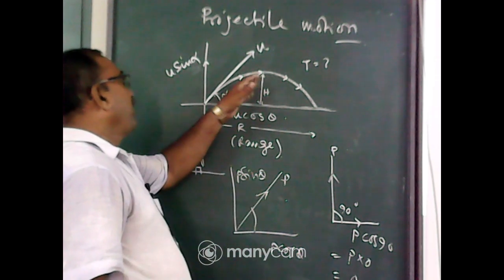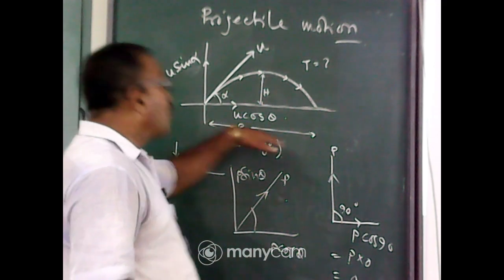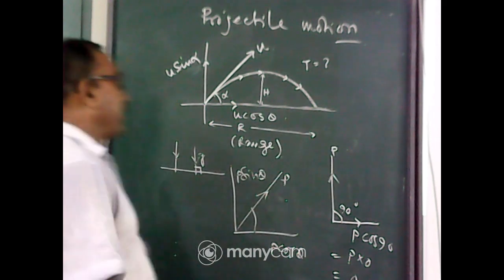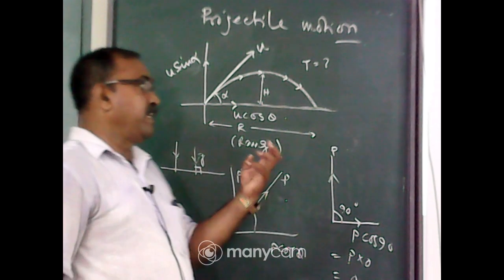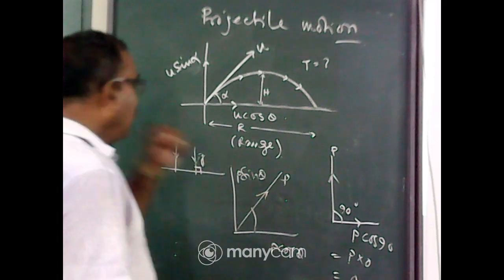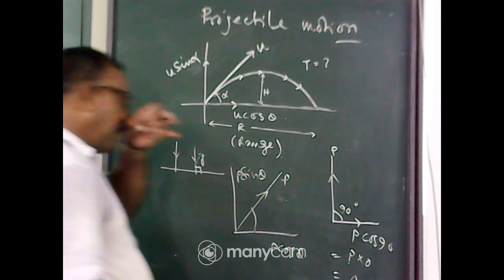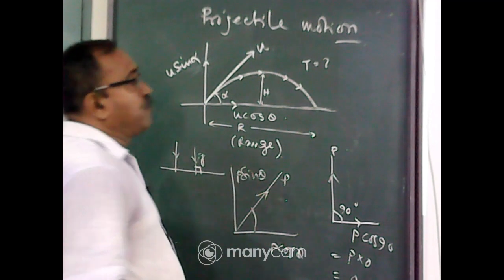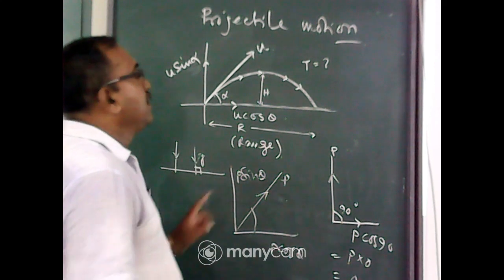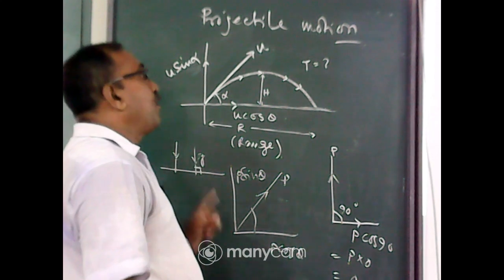So gravitational acceleration has no component along the horizontal direction. So when you find the range of the projectile motion, the value of acceleration will be 0. Consider that the particle moves with uniform velocity.